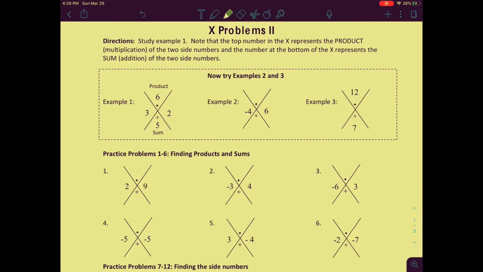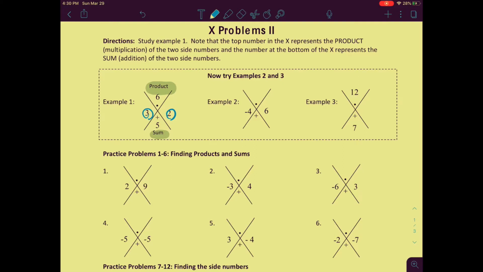The way it works, looking at example 1, is if you look at these two numbers on the side, the 3 and the 2, we're going to take the numbers on the side, and when you multiply them together, when you take their product, you'll get the number on top. And when you take their sum, you'll get the number on the bottom. So again, it's the numbers on the left and right side that you multiply to get the top number and add to get the bottom number.